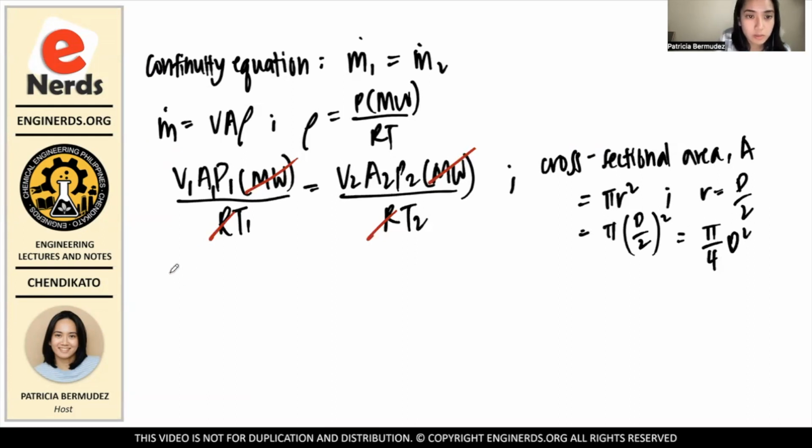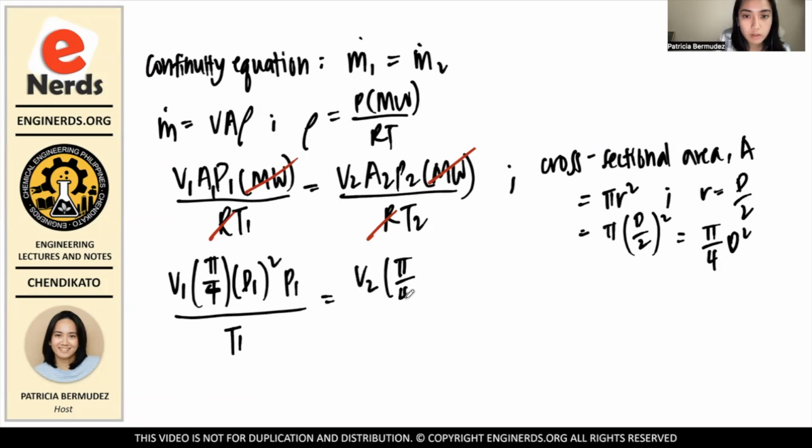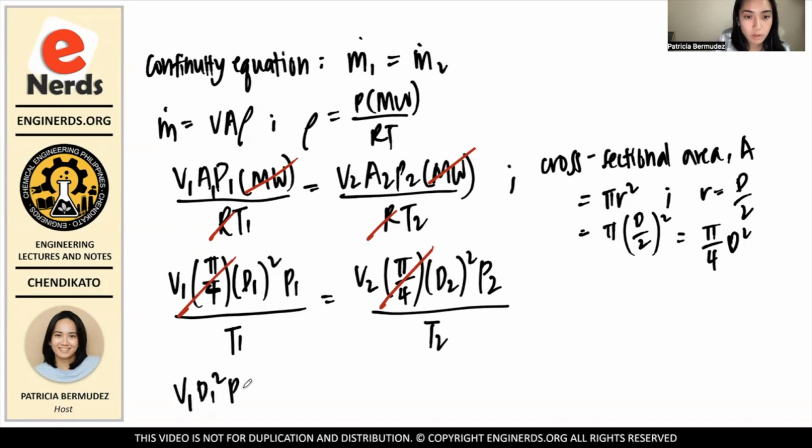So therefore, this equation becomes V1 and then pi over 4 and then d1 squared, P1 over T1 is equal to V2 pi over 4 and then d2 squared, and then we have P2 over T2. And since pi over 4 is yet another constant, it will get cancelled off. So what will remain? We have V1 d1 squared P1 over T1 is equal to V2 d2 squared P2 over T2. And since ang ano natin are V1 and V2, we have to make either one of them the subject of the equation. So I'm just going to choose V1, okay?